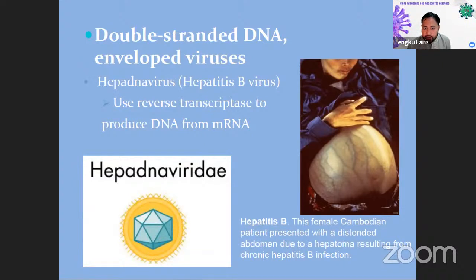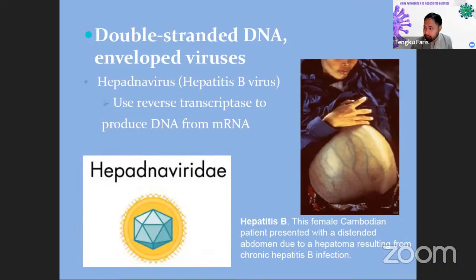So they use a reverse transcriptase, which is a specific enzyme that can reverse. Usually it's DNA converted to mRNA, but in this case, they can produce the DNA from the mRNA. It works backwards. Okay, they have this capability.